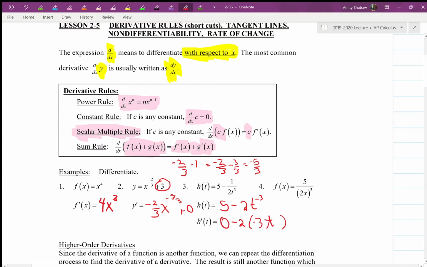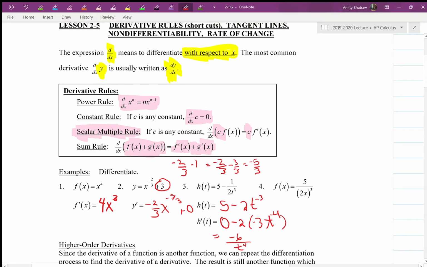I have t, and it is going to have a power that has been reduced by 1. So I took away 3, and now I'm going to take away another, and that gives me a negative 4. When I'm all done, this one I'm actually going to simplify for you. Ready? I have negative 2 times 3, which is negative 6. And then in the denominator, I have t to the fourth, and it is positive.